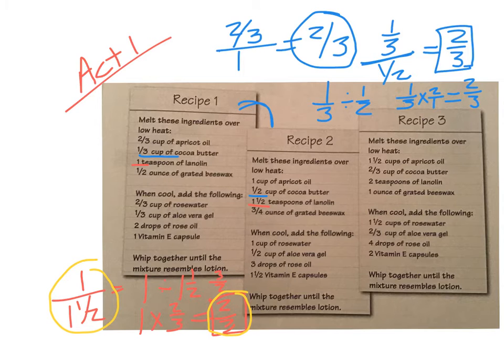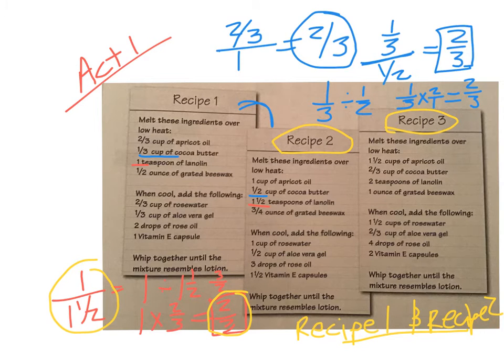Once you have tested all of them, you will tell me whether recipe 1 and recipe 2 are equivalent. So I want a statement at the end saying recipe 1 and recipe 2 are equivalent or are not equivalent. And then same with 2 and 3. So you're going to have to check these ratios as well. Okay, so that's your first activity.